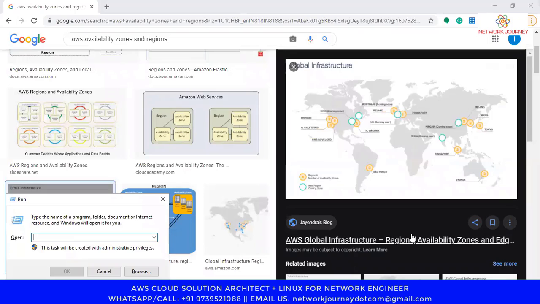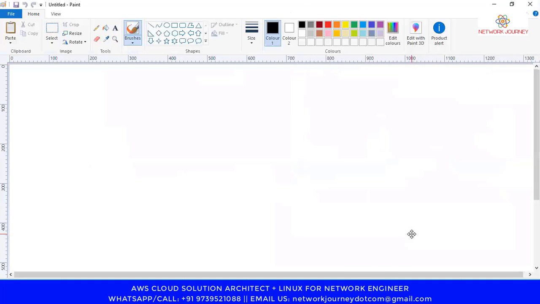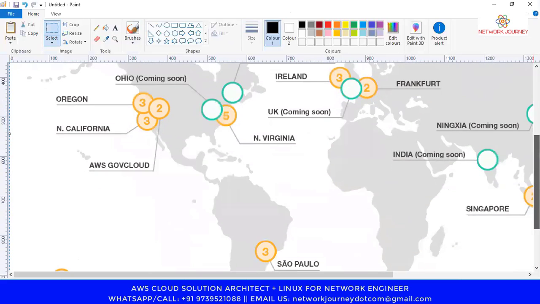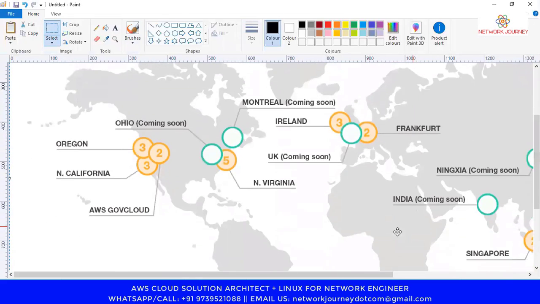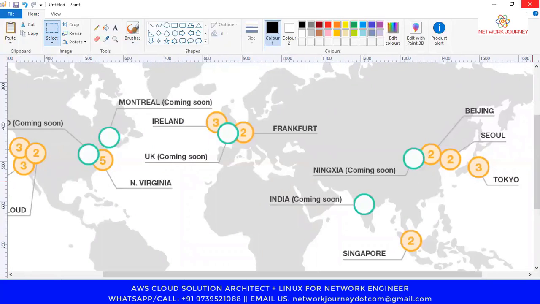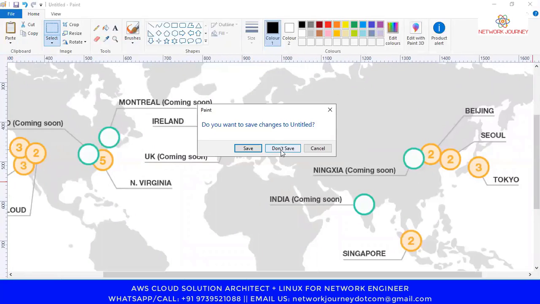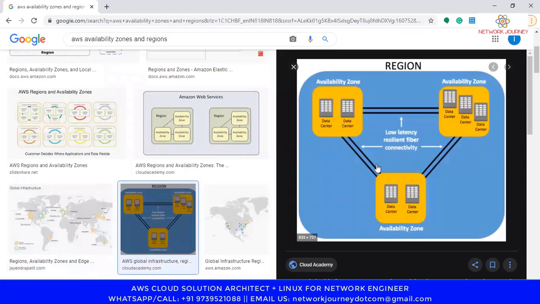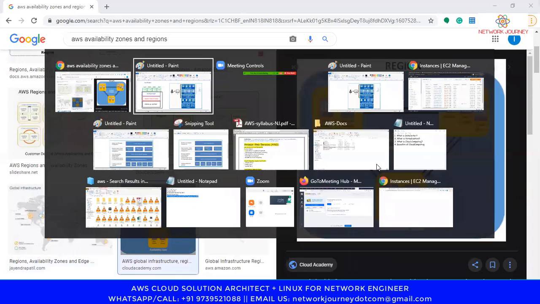So that's what I said, they are present all over the world. We are utilizing their infrastructure and we are accessing our resources. So this is one. Now we can move further as per our flow.